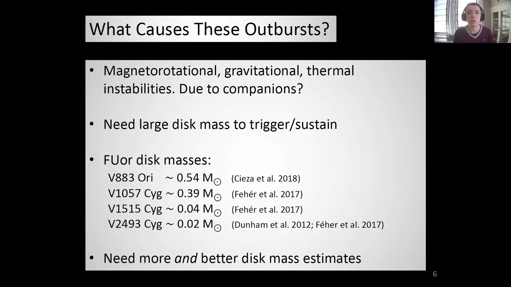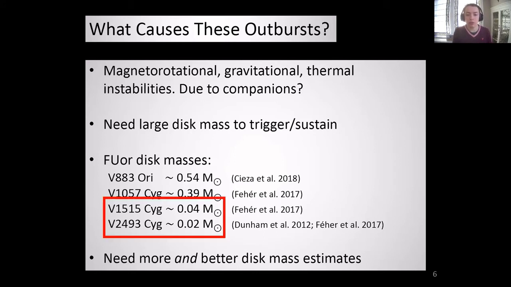As I mentioned, the events can last for up to 100 years, and the accretion rates can be 10 to the minus 4 solar masses per year, or equivalent to upwards of 1% of a solar mass during an FUor outburst. So the disks need to be fairly massive. And that's what we generally see. Most observations using instruments like ALMA at millimeter wavelengths find that the disk masses are quite large, on the order of half a solar mass in some cases.